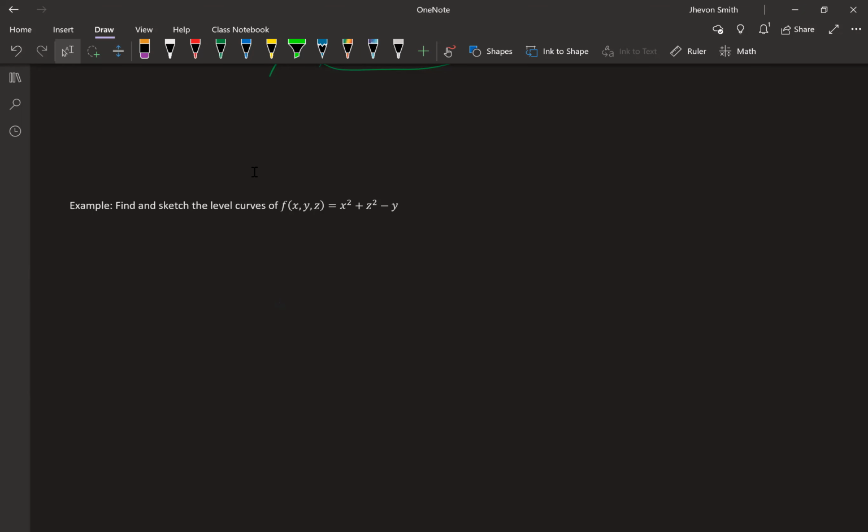So if you are given a function and they give you a bunch of pictures and they say, match this function with a picture of its level curves, I want you to know how to actually do that. So again, here we have level surfaces.